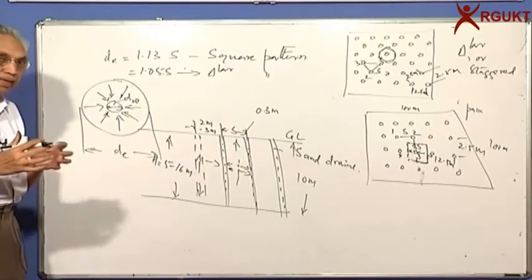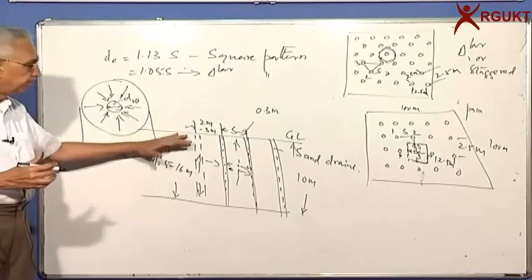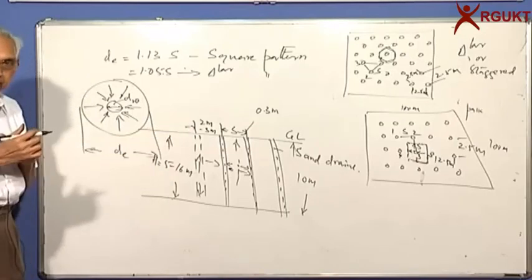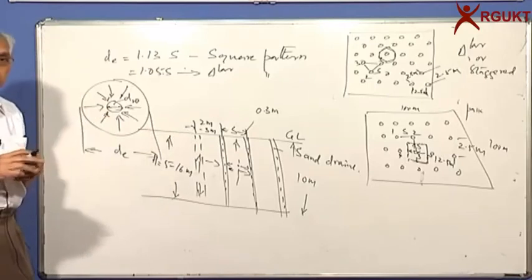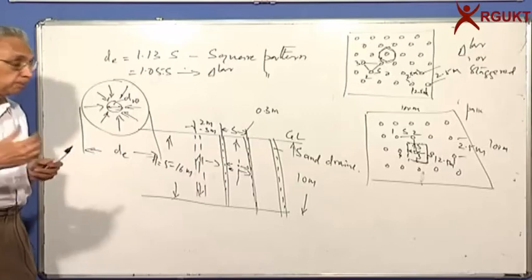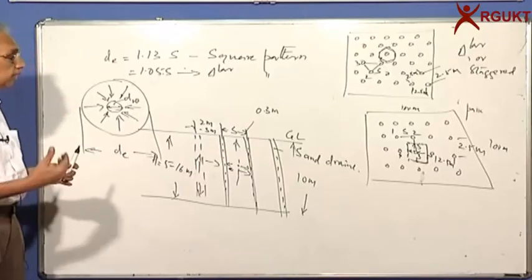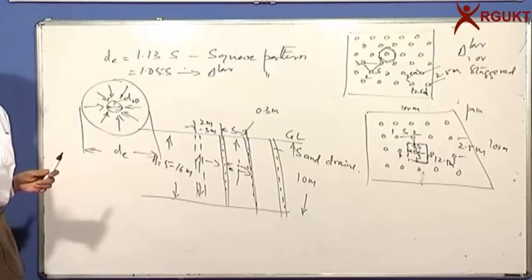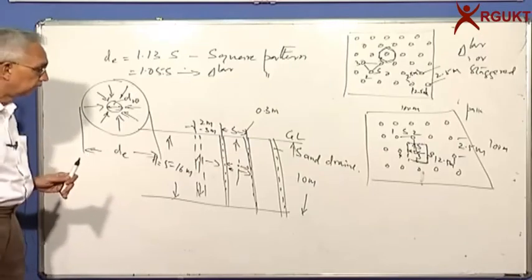One is to reduce the length of the drainage path. Instead of 8 meters or 7 meters, it is hardly 1 meter. And you have seen that the time factor is inversely proportional to the square of the length of the drainage path. So if I just reduce it from 5 to 1, you have reduced the time by 1/25.